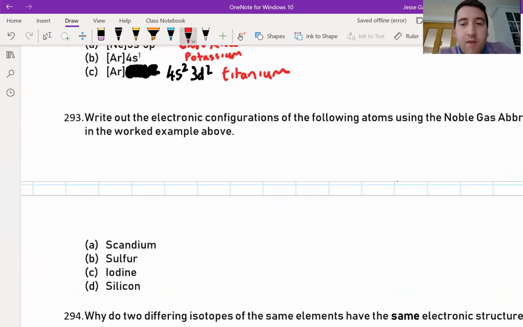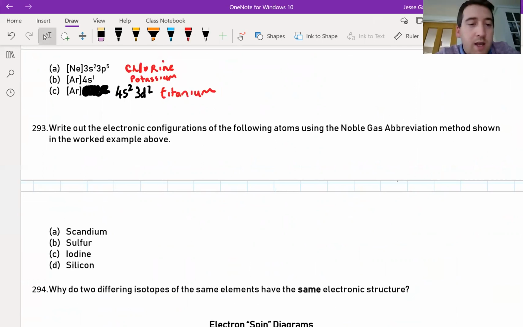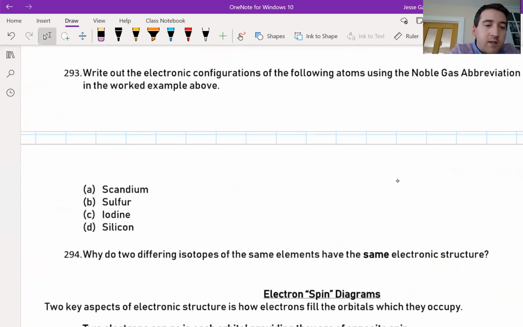Write out the electronic configurations of the following atoms using the noble gas abbreviation method shown in the examples that we've looked at. So we're looking at 293. I want this one, this one, this one, and this one done. And I want you to tell me about that there. Okay, so let's pause the video and do them now.